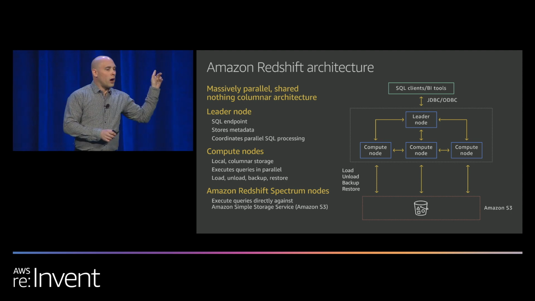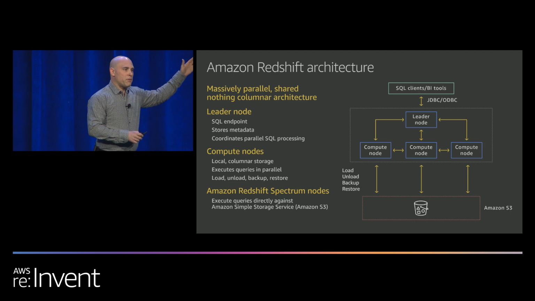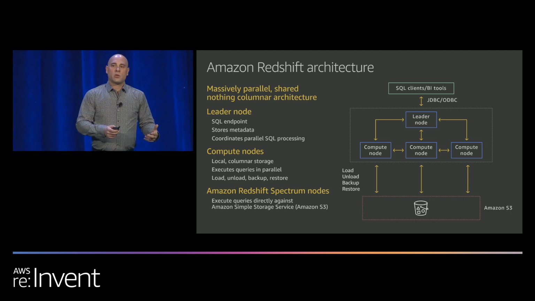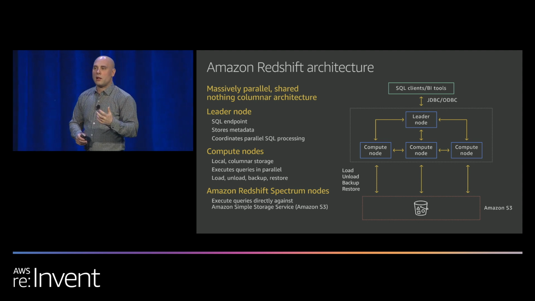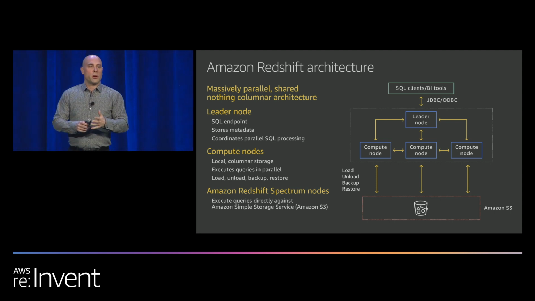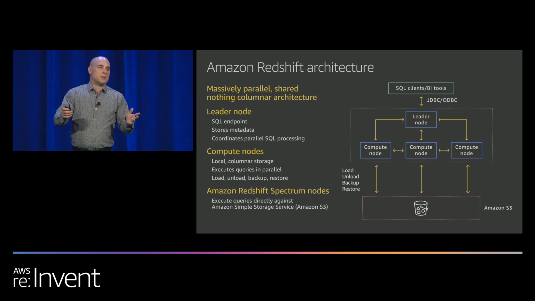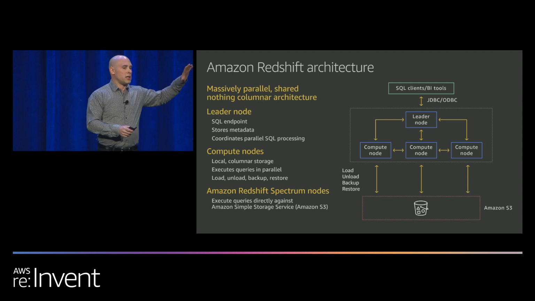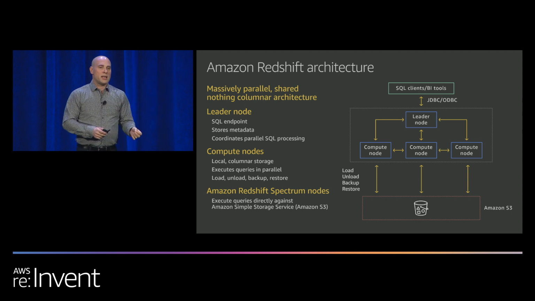Behind the leader node are between 2 and 128 compute nodes. In this example, I have 3. When data is stored in Redshift, in theory, it should be stored evenly across all of those nodes, and every single node in the cluster executes the query against the data that resides on it. It then passes those results up to the leader node, which stitches things together and gives you back the answer. Underneath the compute nodes here, I have S3.